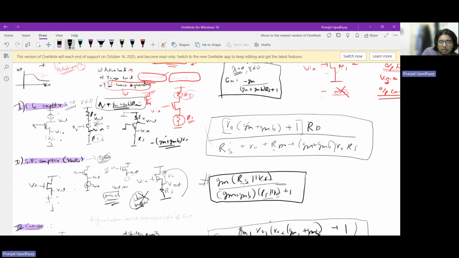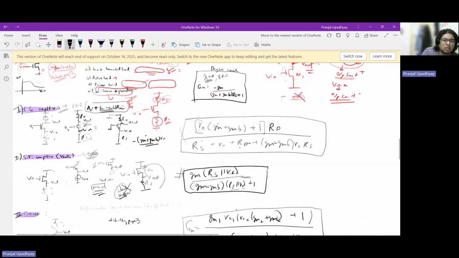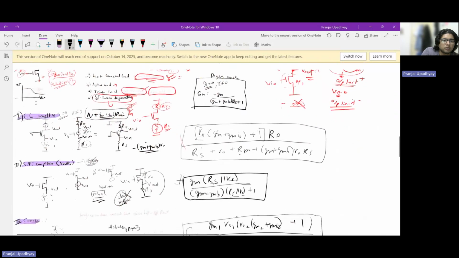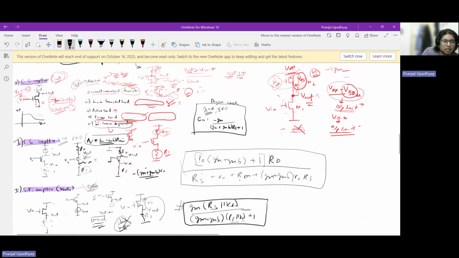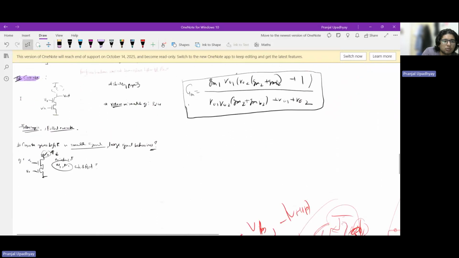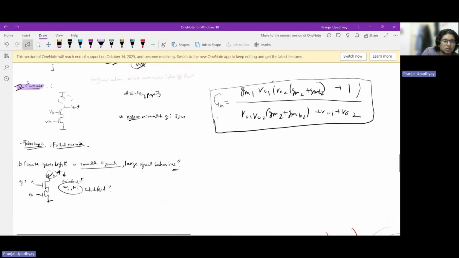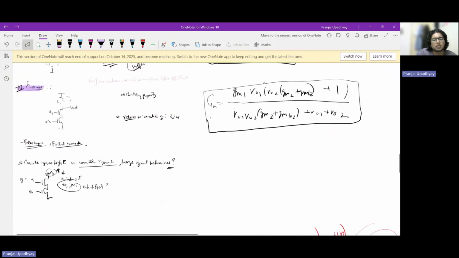So that being said, these are the three amplifier configurations. Okay, great, cool. And finally, let us talk about the cascode stage.